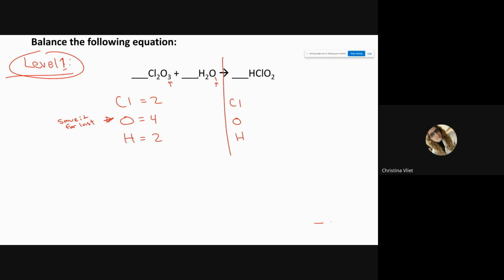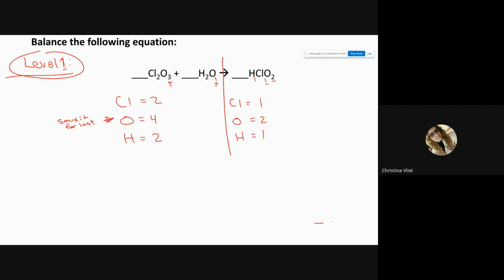So, chlorine on the product side, how many? 1 times 1 is 1. Oxygen, how many? 2 times 1 is 2, right? Because of the 2 in the subscript. Hydrogen, how many? 1 times 1 is 1. And so you've got numbers here for chlorine, and you could just start looking at what doesn't match. As long as we don't start with oxygen, we'll be okay. And actually, even with oxygen, we'll be okay here.